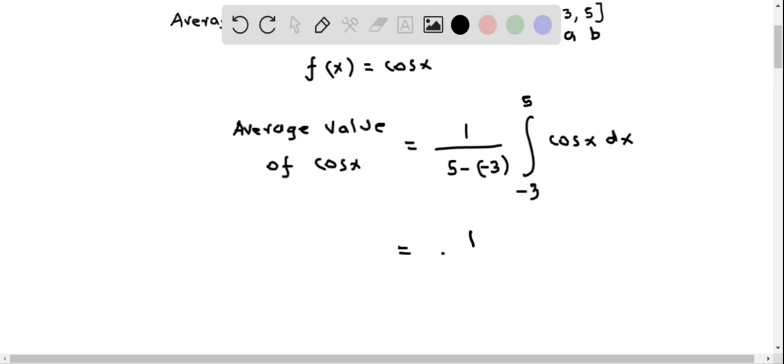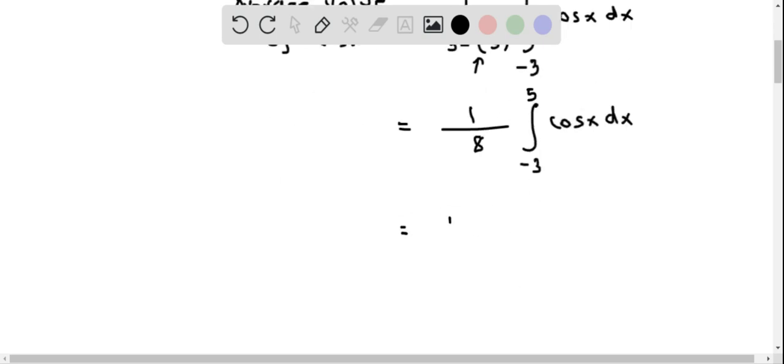This equals 1 over 5 minus negative 3, which is basically 5 plus 3, which equals 8. And then this is a definite integral from negative 3 to 5 of cosine x dx. And so this equals 1 by 8 times the integral of cosine x, that is the antiderivative of cosine x, which is sine x, and we evaluate this from the limits negative 3 to 5, that is the upper limit is 5 and the lower limit is negative 3.